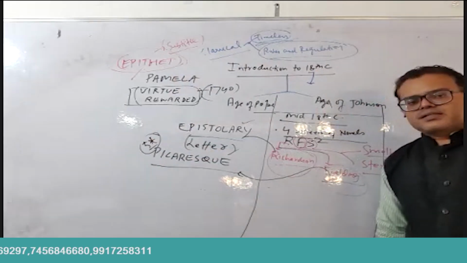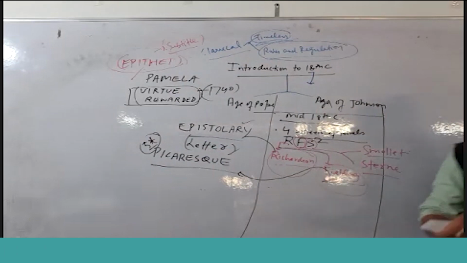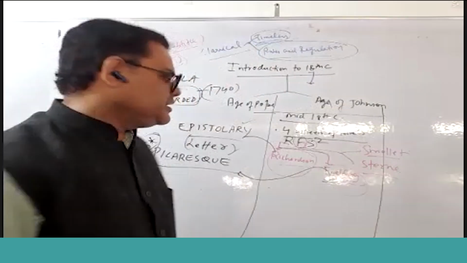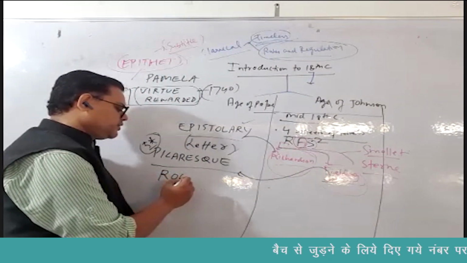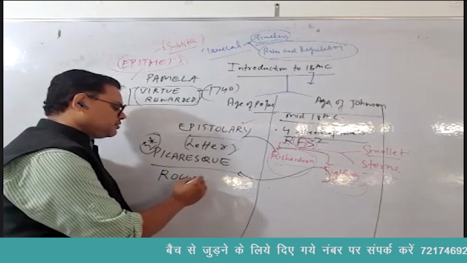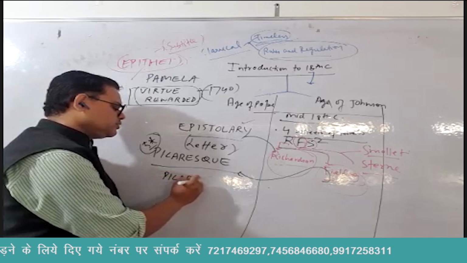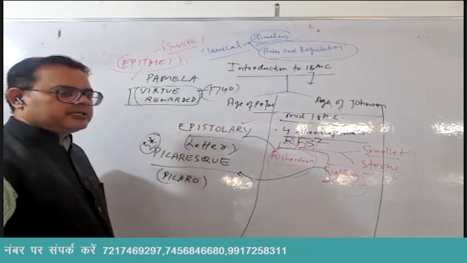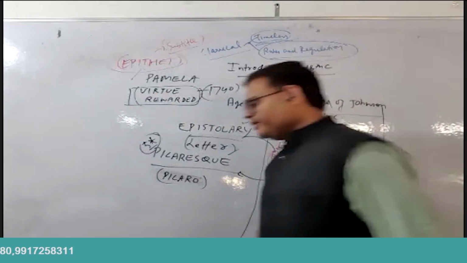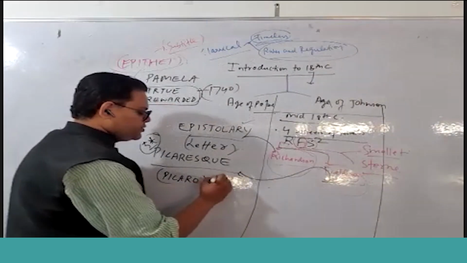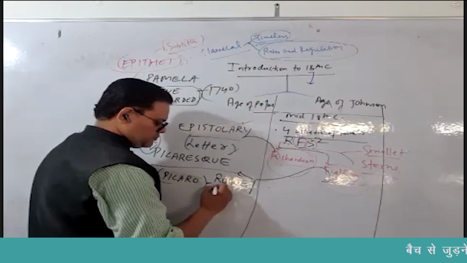The term picaresque is derived from a Spanish word. Now, whatever I'm telling you, all these are questions. This is derived from the Spanish word. The origin is Spanish. Sorry, picaro. The Spanish word is picaro, P-I-C-A-R-O. And it means rogue. What is the meaning of the word? Rogue, R-O-G-U-E. There is another word that goes on. That is knave.